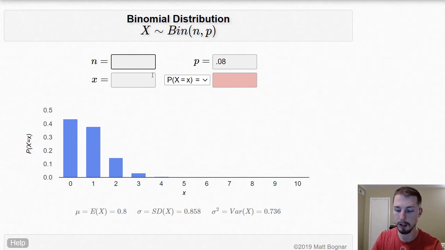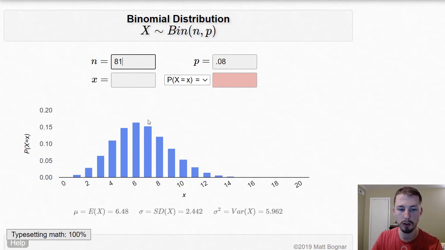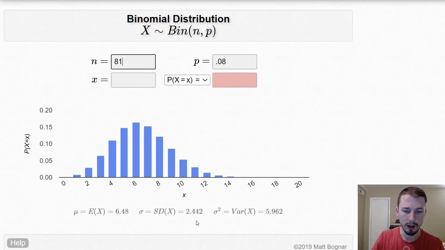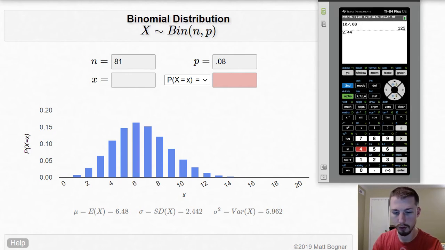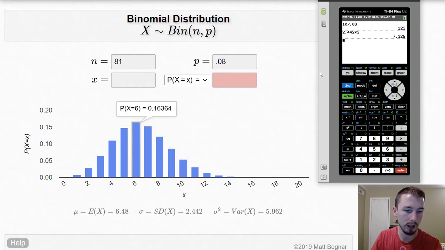Even if I had a sample size of 81, which I'm using specifically for a reason, it looks like we're good enough for a guaranteed 3 standard deviations. In fact, each standard deviation is about 2.4, so 2.442 times 3 means we'd need a mean of greater than 7.3, and we actually have an expected value of 6.48. So almost 3 standard deviations.